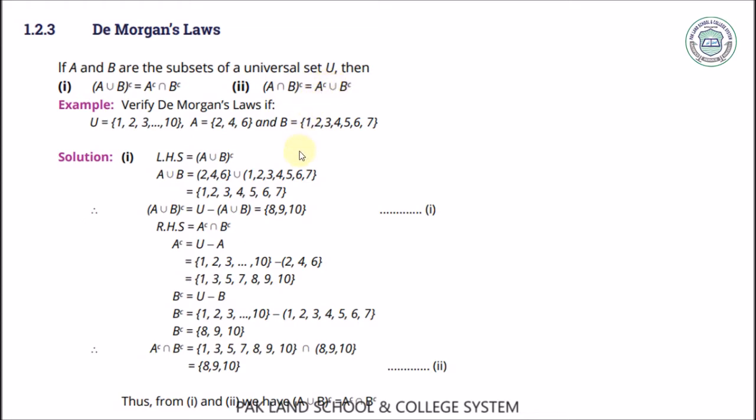And what is the complement? The complement of a set, denoted A bar or A^C, is the set of all elements in the given universal set that are not in set A. For example, we will verify De Morgan's law if universal set elements are 1, 2, 3 up to 10. A set includes 2, 4, 6. B set includes 1, 2, 3, 4, 5, 6, 7.